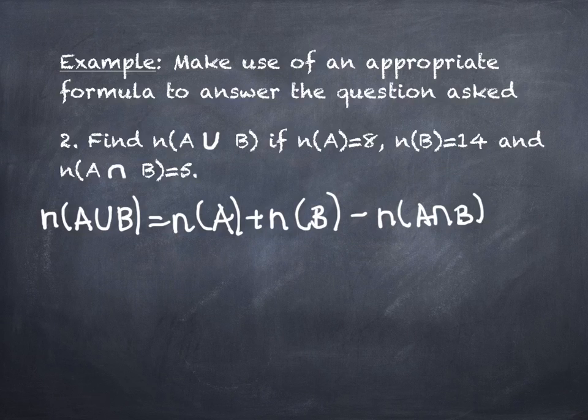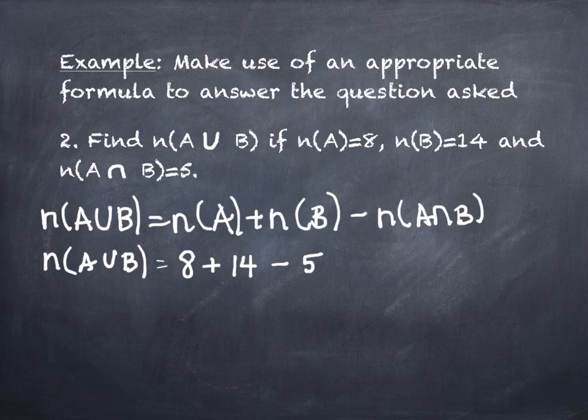And it doesn't matter which of these 4 pieces of information I'm given. As long as I'm given 3 of them, I can solve for whichever one I'm not given. In this particular situation, they want me to find the union, which is the part that I'm not given the information on. But I am told the number of items in set A is 8, the number of items in set B is 14. I need to subtract the number of items in the intersection, which they give me is 5. And if we add those together, we have 8 plus 14 minus 5. So 14 minus 5 is 9, and 8 plus 9 is 17.